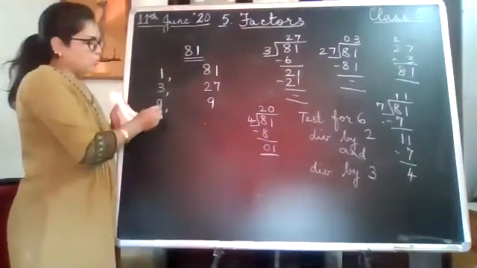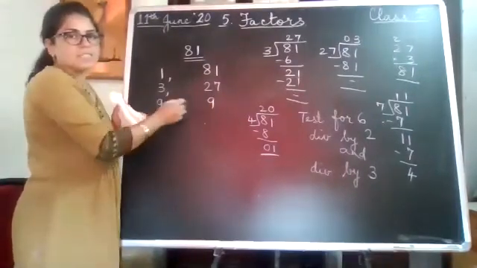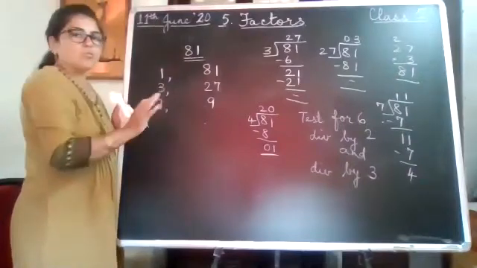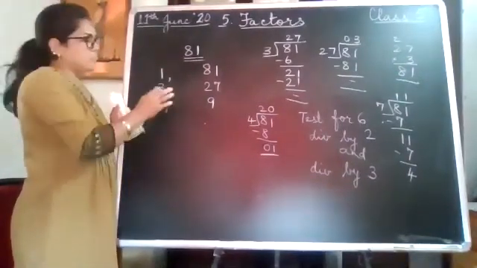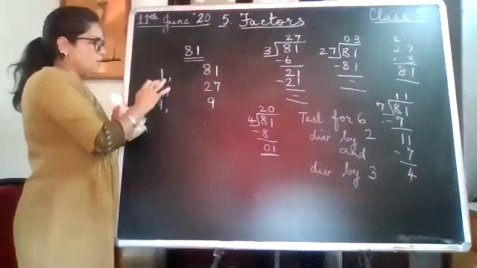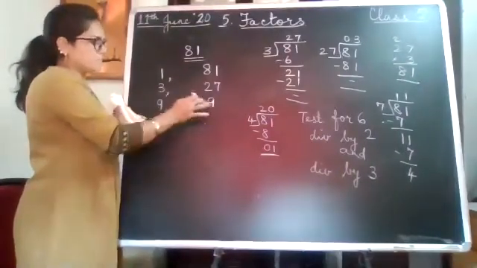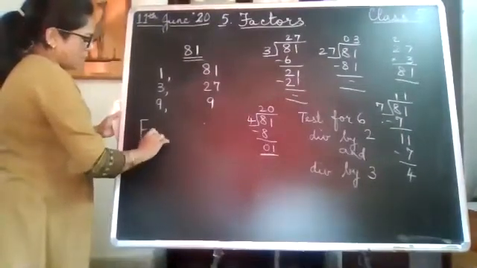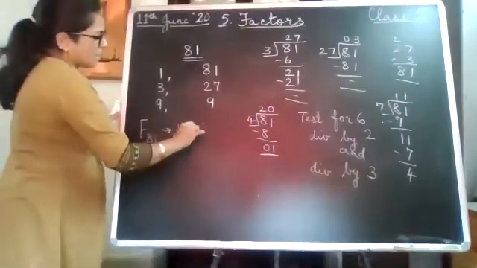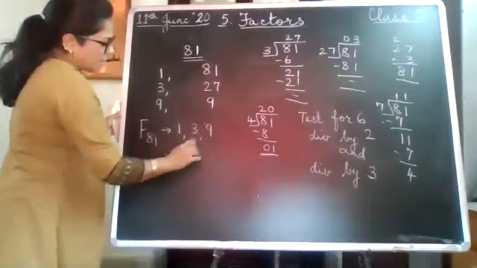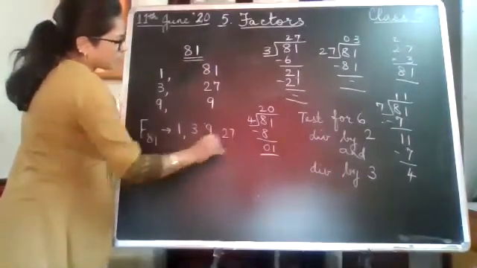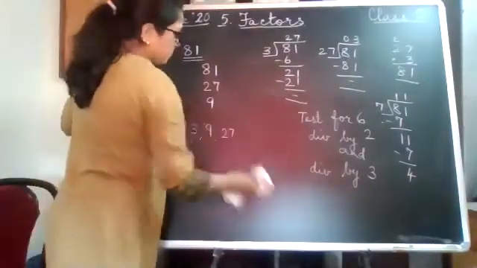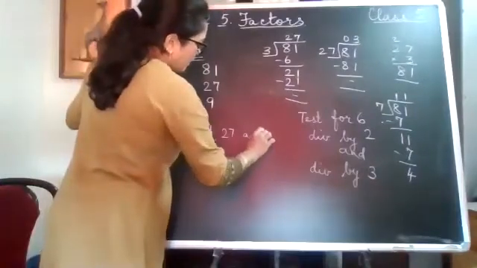So 9 divides 81 9 times. Now when you get two similar numbers here, एक जैसे दो number, then you finish finding out all the factors. This 9 I am not repeating. So the factors of 81 are 1, 3, 9, 27 and 81.